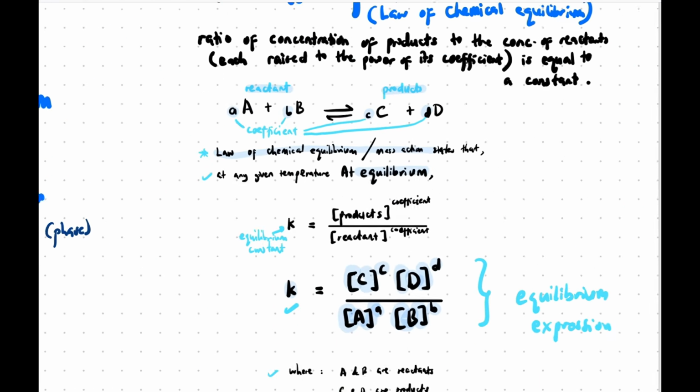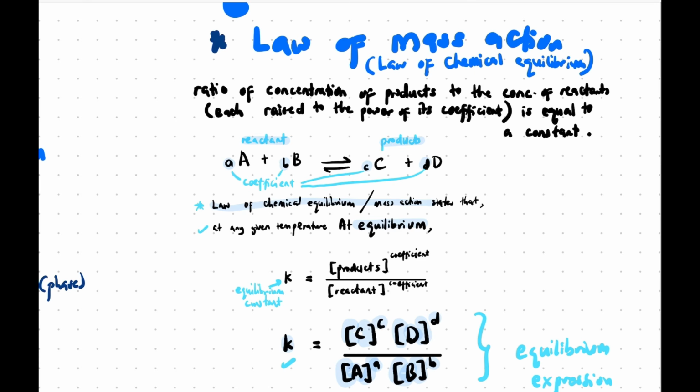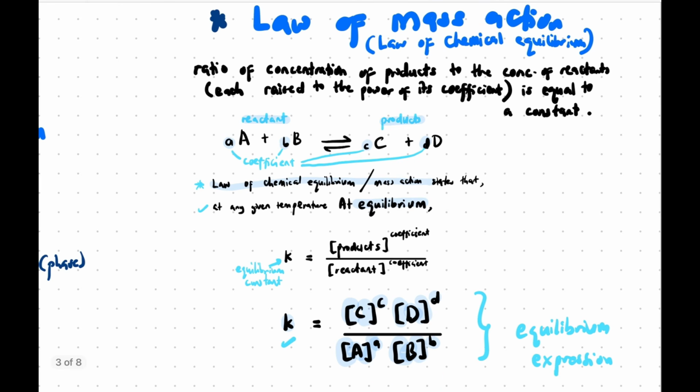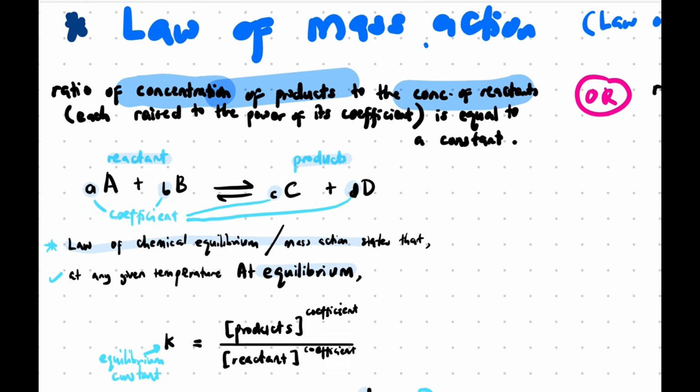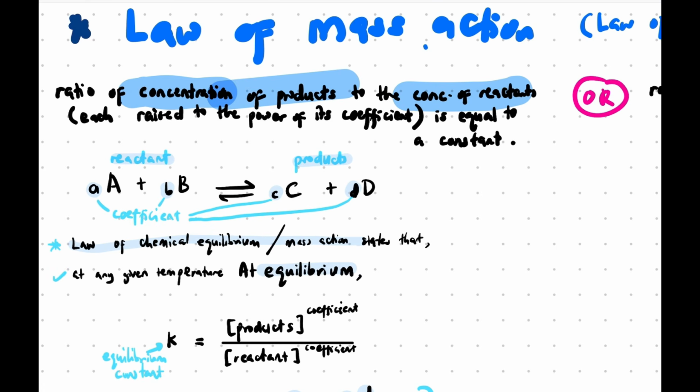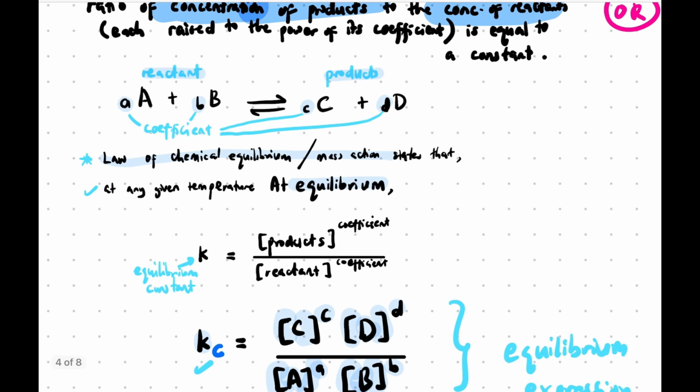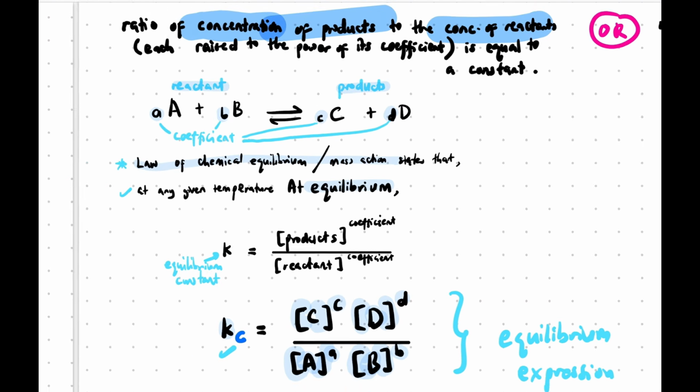And another part is law of mass action, iaitu dia simply satu law yang menyatakan bahawa ratio of concentration of products, okay, to the reactants, okay, each raised to the power of its coefficient is actually equal to constant. For example, macam A menghasilkan B, B menghasilkan CD di sini, ada coefficient masing-masing, okay.